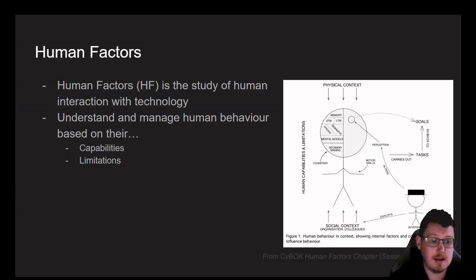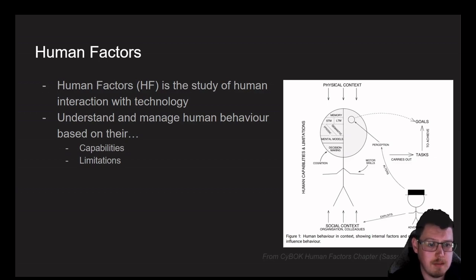So human factors is the study of human interactions with technology. It's a general field. It's not necessarily just related to cybersecurity, but we are looking at how the limitations and the capabilities of humans relate to cybersecurity mechanisms, and the design of good cybersecurity mechanisms that are easy to use and that fit in with the things that humans usually do during their tasks.